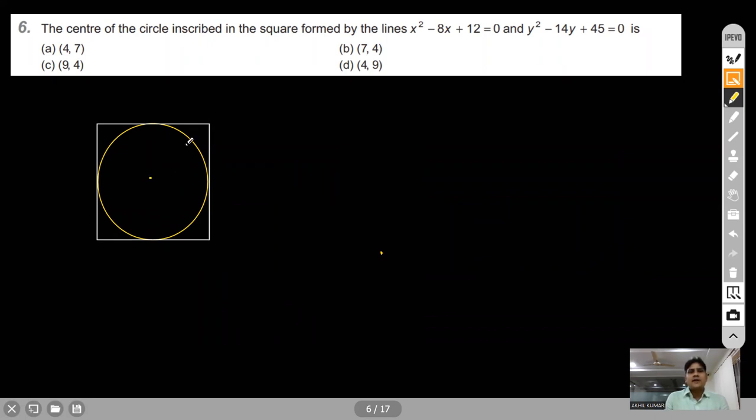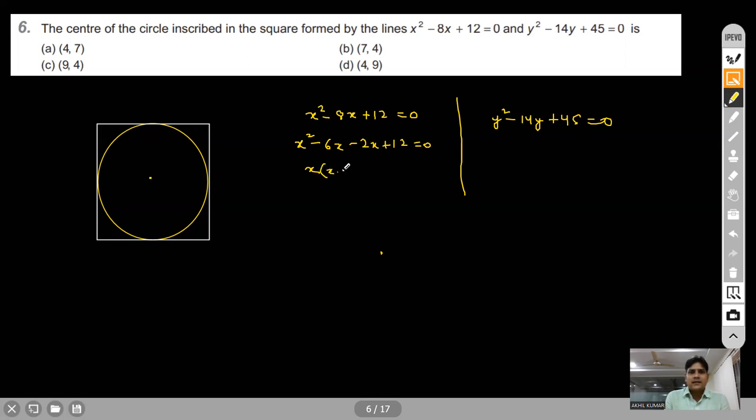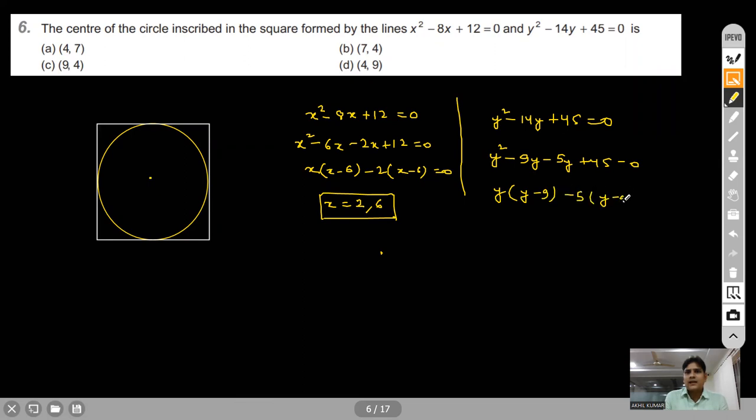Now, these squares are formed by the lines x squared minus 8x plus 12 equals 0 and y squared minus 14y plus 45 equals 0. This consists of two lines basically. So x squared we can factorize as x squared minus 6x minus 2x plus 12 equals 0. From here we get (x minus 6)(x minus 2) equals 0. So x is equal to 2 and x is equal to 6. These two solutions we are getting from here. And from here we get y squared minus 5y minus 9y plus 45 equals 0, since 5 nines are 45. So (y minus 9)(y minus 5) equals 0. From here we get y equal to 5 and 9.